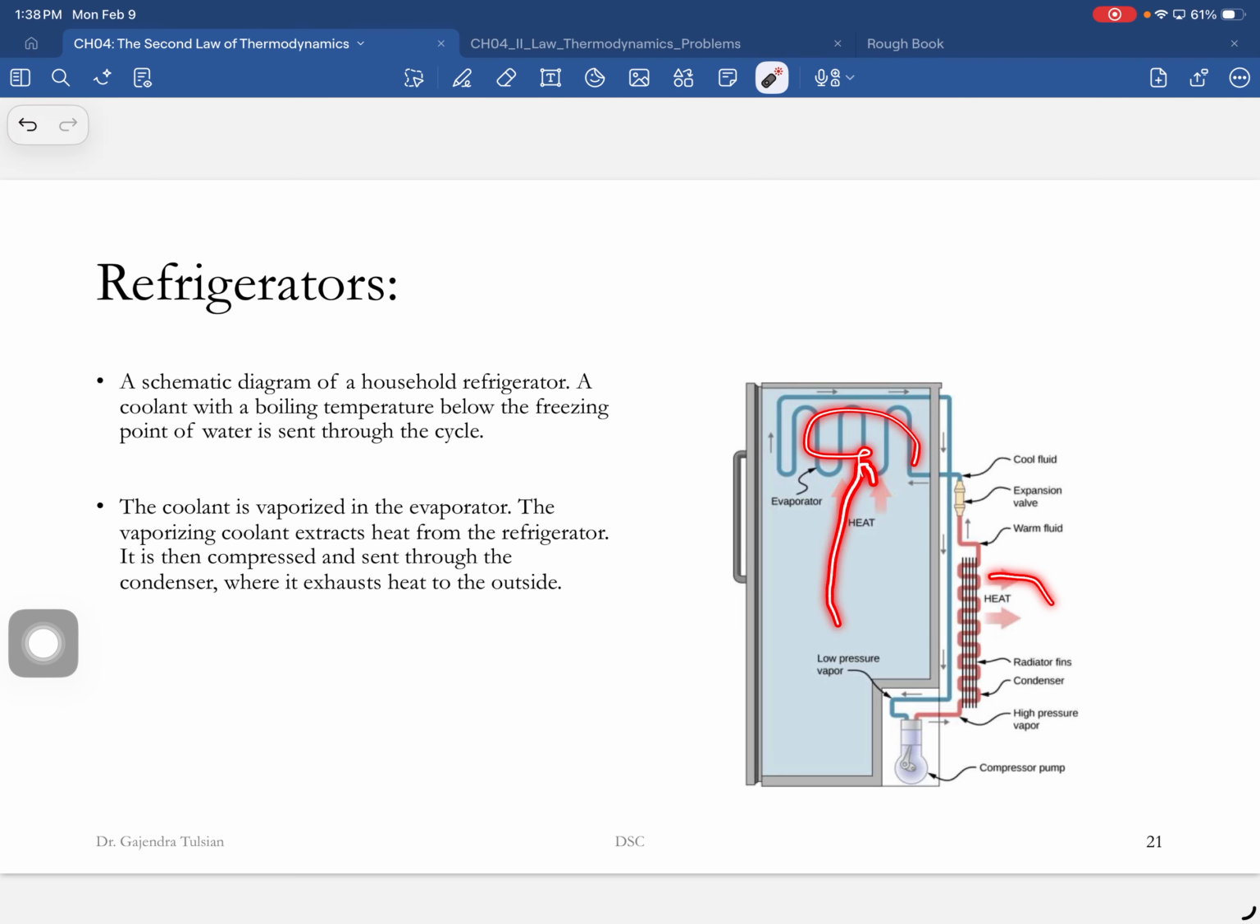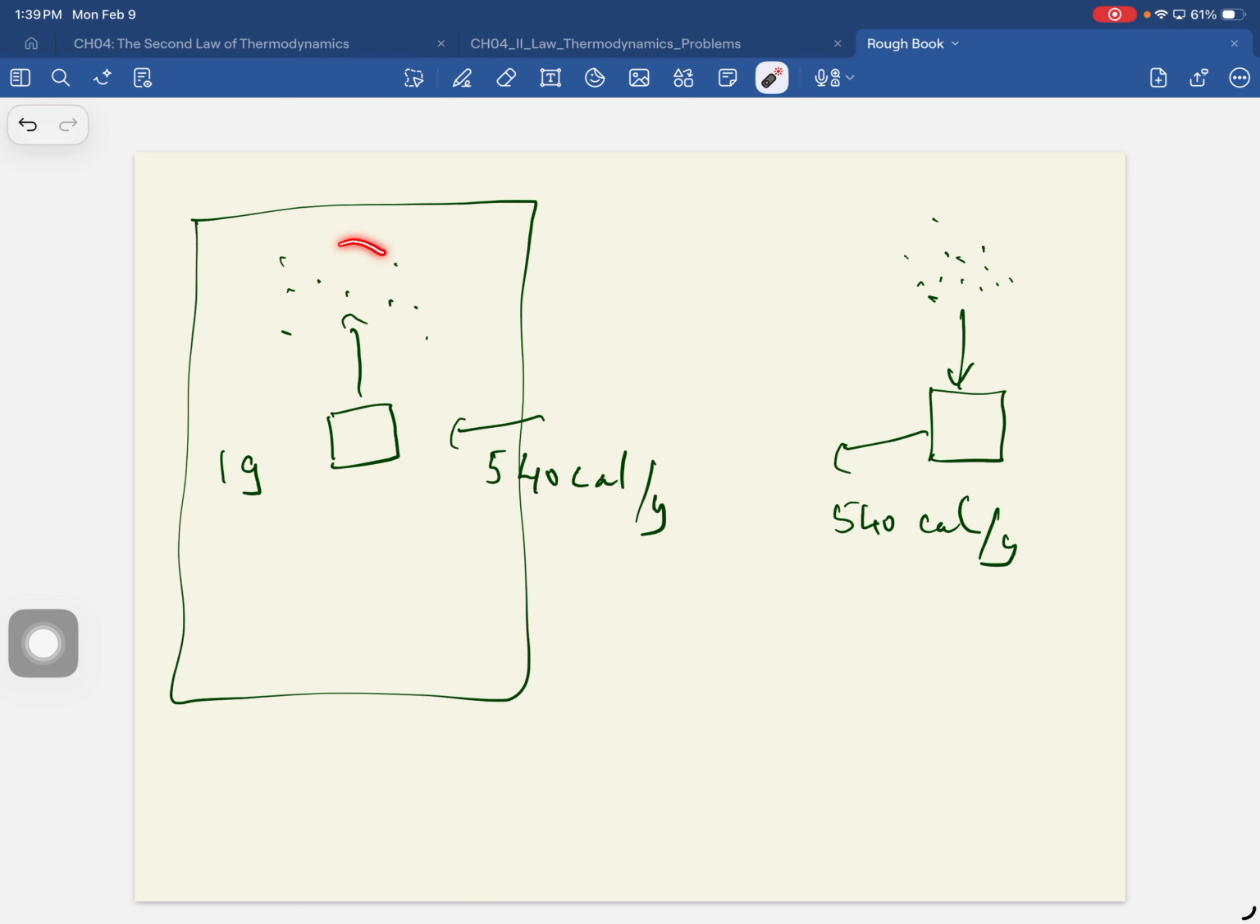So we define a coefficient of performance. The coefficient of performance is how much heat you remove from the cold region. That's what you're interested in. And what was the price you paid? How much work did you have to do?